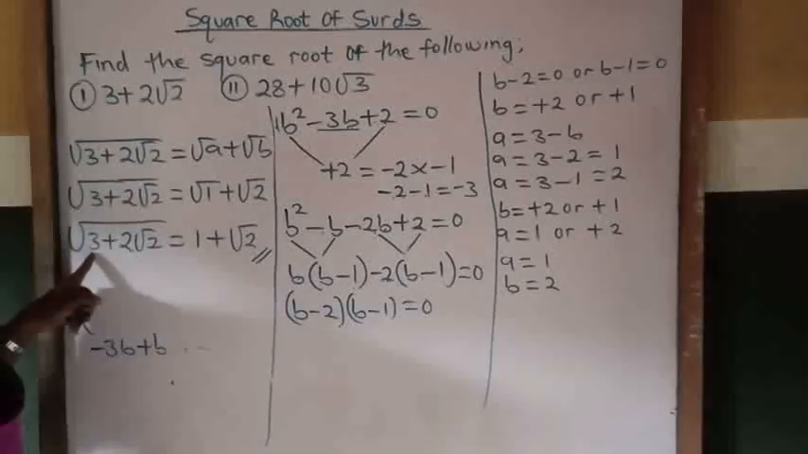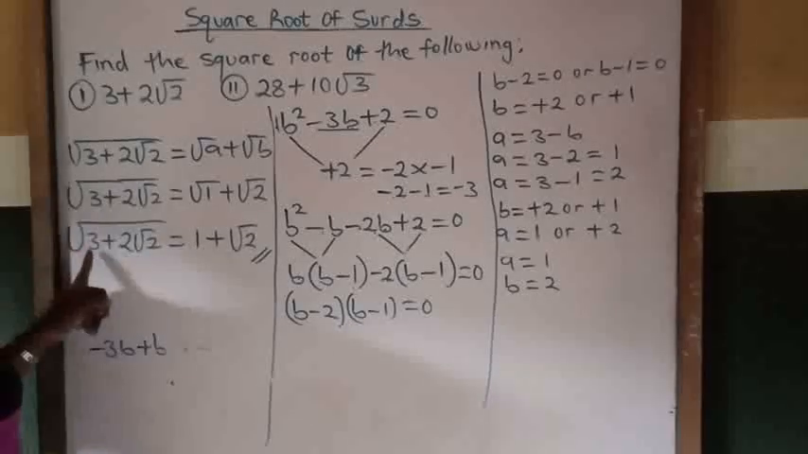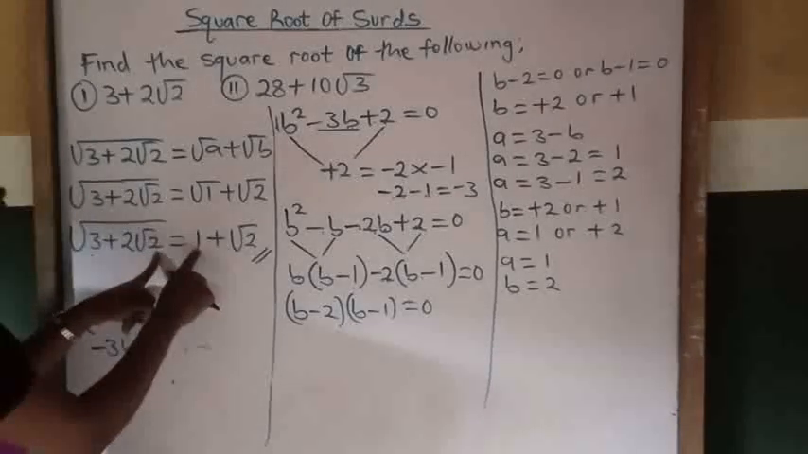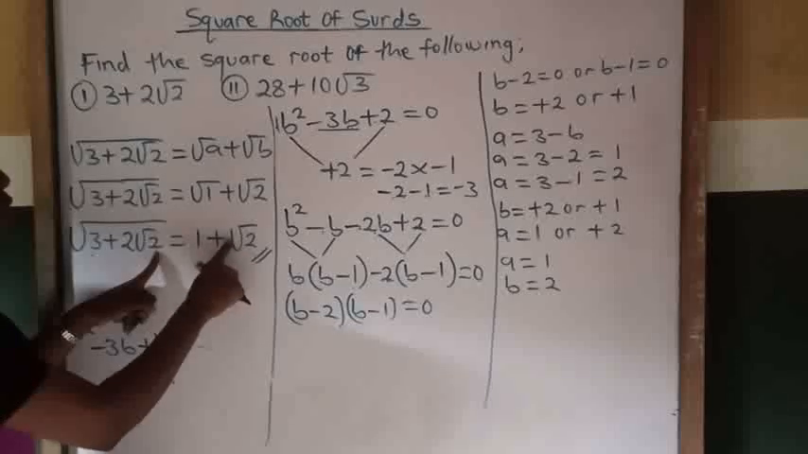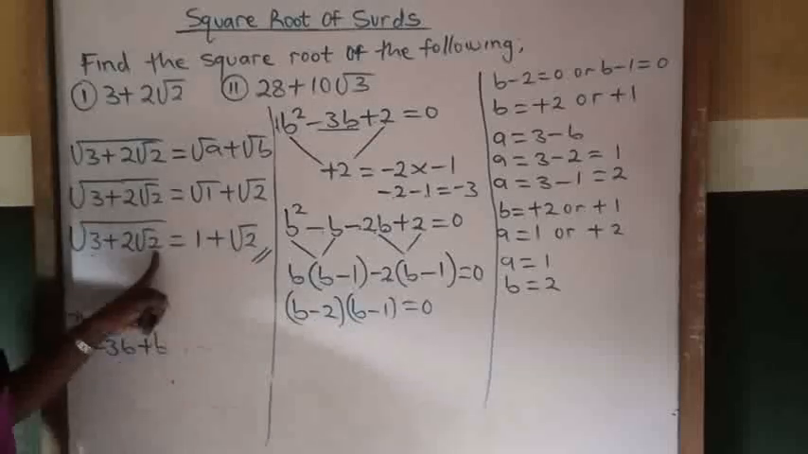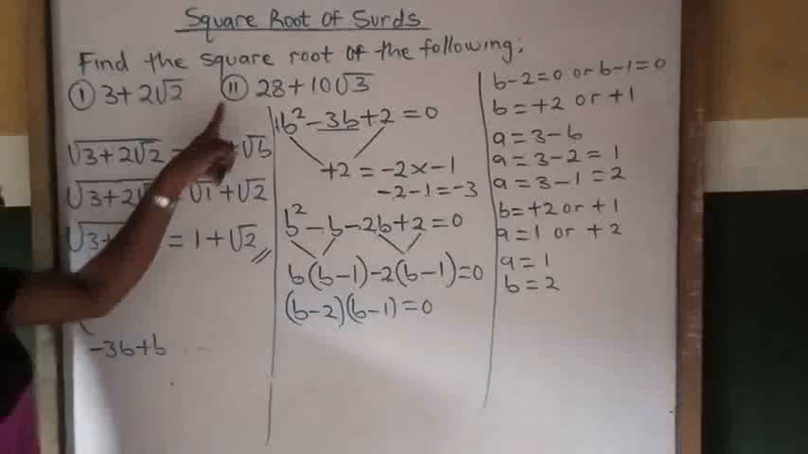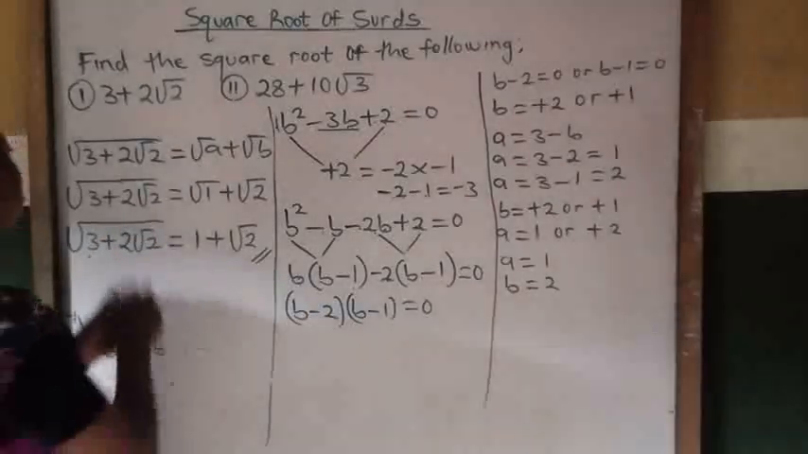If you use a calculator to check the square root of 3 plus 2 root 2, it will be equivalent to 1 plus root 2. So let's move to question 2.